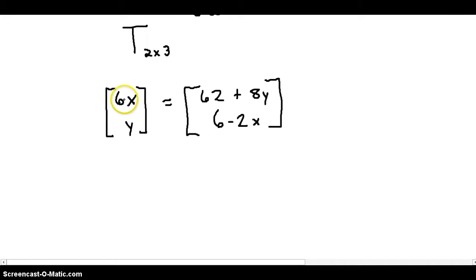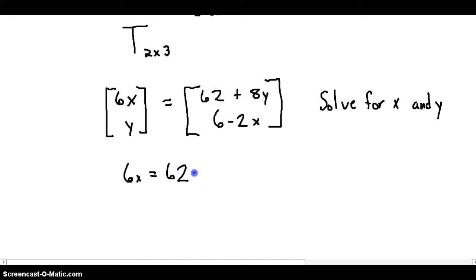So in that case, this element needs to be equal to this element, and this element needs to be equal to this element. We can use that information to solve for x and y. So that's our directive here, is solve for x and y. Well, we know that 6x equals the element in the second matrix, 62 plus 8y. We know that this element y in the first matrix equals the element 6 minus 2x in the second matrix.